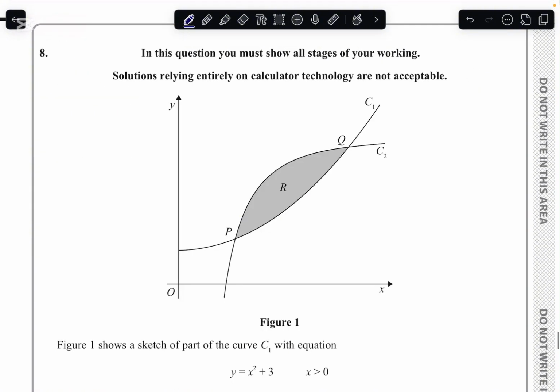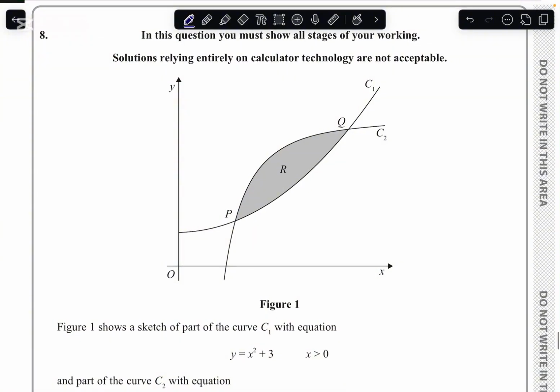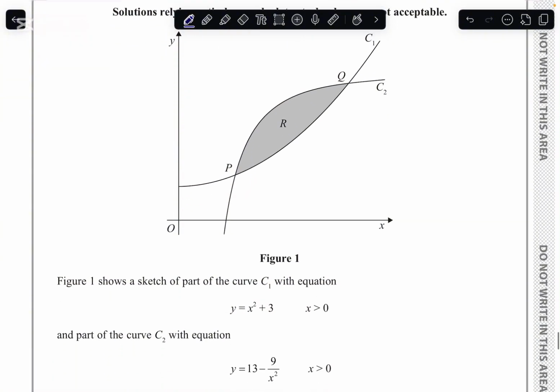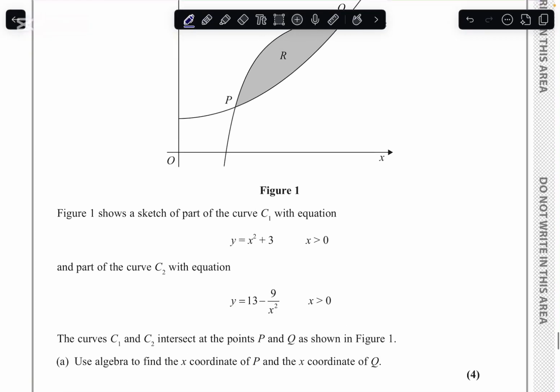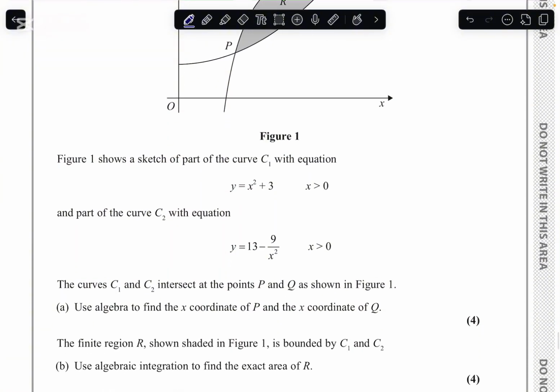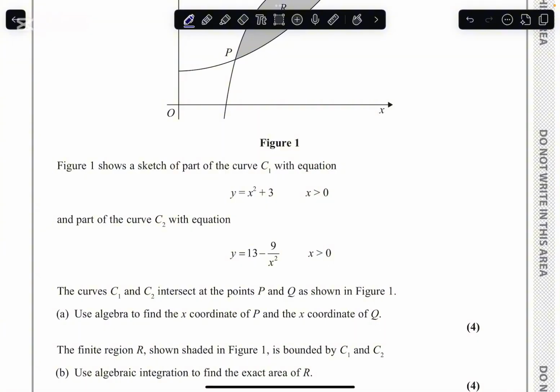In question 8, we are given a graph, and it says figure 1 shows a sketch of part of the curve C1 with equation y equals x squared plus 3, and part of the curve C2 with equation y equals 13 minus 9 over x squared. In both cases, x is bigger than 0, and we are also told that the curves C1 and C2 intersect at the points P and Q as shown in figure 1. Part A asks us to find the x-coordinate of P and the x-coordinate of Q using algebra.